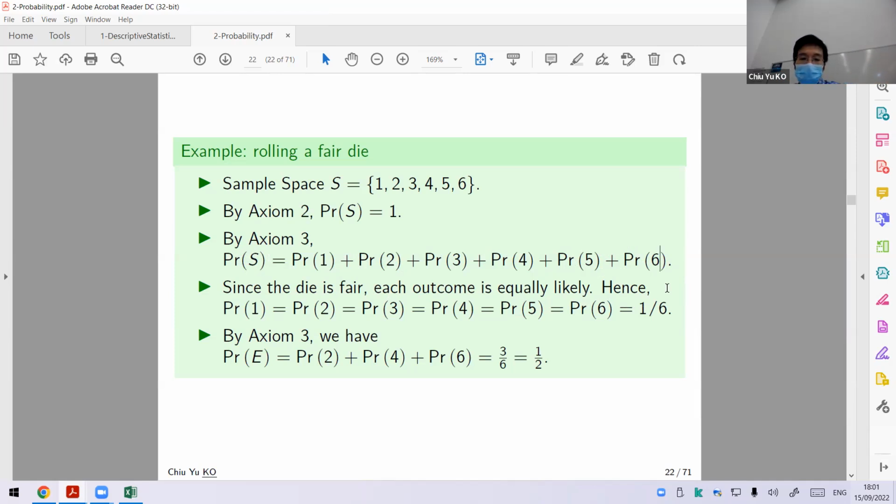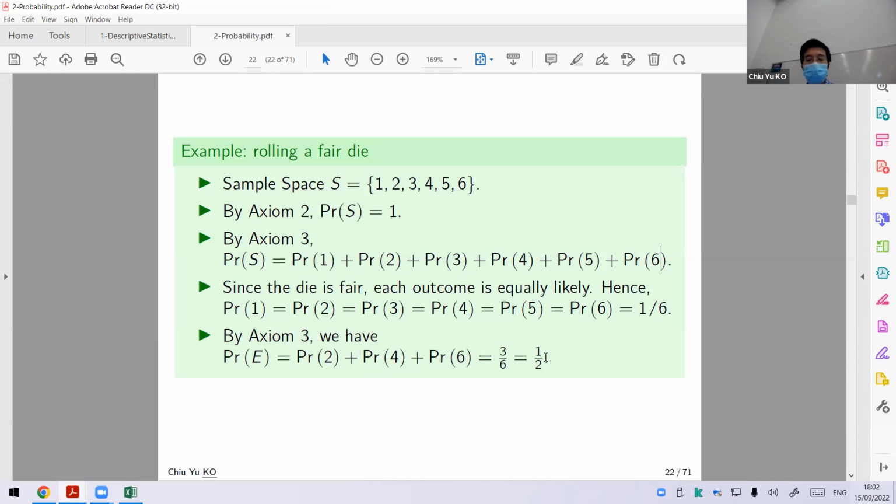In the same way, you can assign the probability of an event. The probability of an even number consists of outcomes 2, 4, and 6, and they are mutually exclusive. So that's why you can add them together, 2, 4, and 6, and each one is 1/6. So it's 3 over 6, that's 1/2.